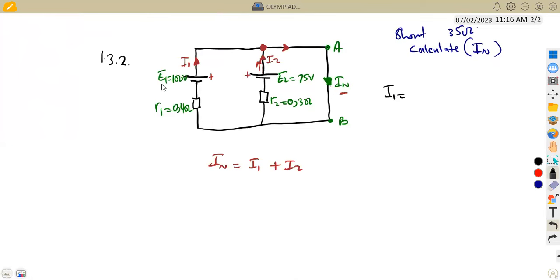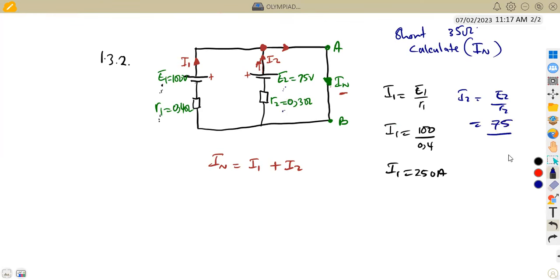I1 can be calculated from E1 over R1 since we've got voltage and resistance. So I explained this in a separate video, like I said. So that's 100 divided by 0.4. So that means I1 is going to give us 250 amps. Then I2 is going to be E2 over R2. So we've got E2 and R2 here, which is 75 volts over 0.3. So we are going to divide 75 by 0.3, which is 250 amps. So we have obtained our I2.